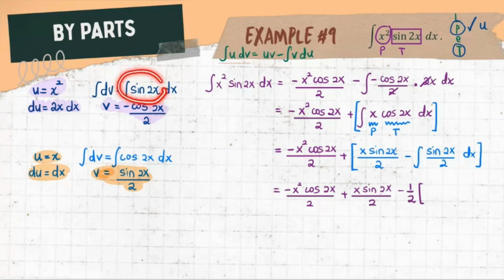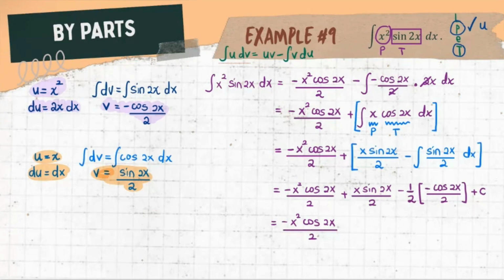Kita dah ada jawapannya dekat sini. Jawapannya adalah negative of cos 2x over 2. So, negative cos 2x over 2. Barulah kita include plus C. Okay. So, gabungkan everything. Simplify. Dapatlah negative x squared cos of 2x over 2 plus x sine of 2x over 2. So now negative times by negative will be positive. So plus cos of 2x over 4 plus C. And this will be your final answer.